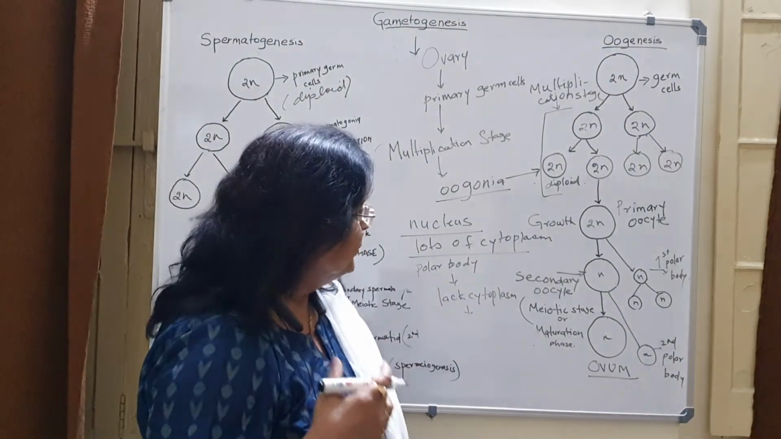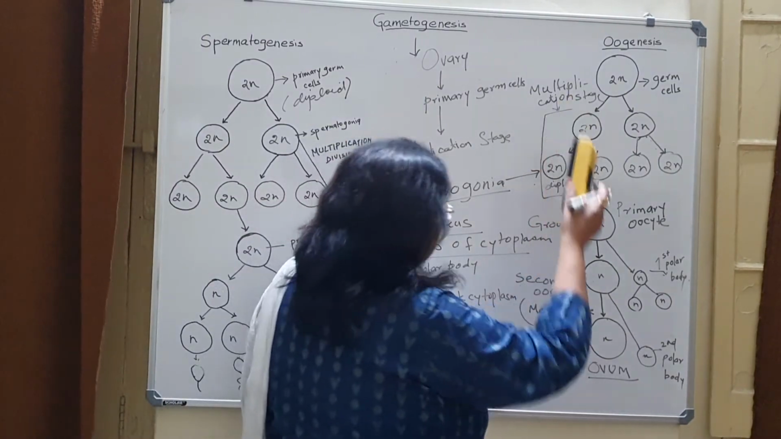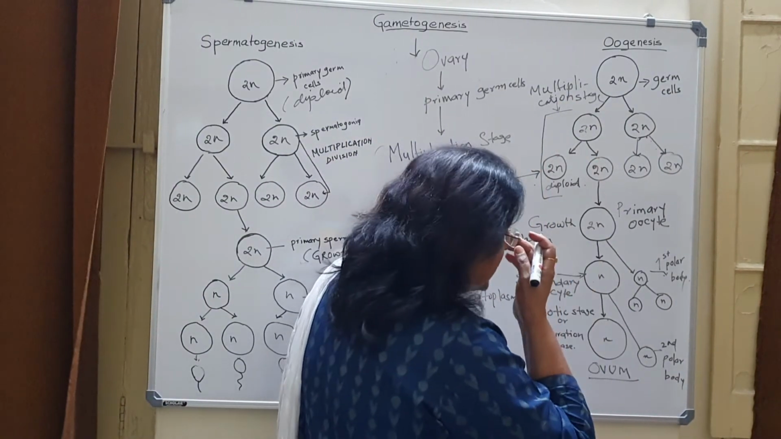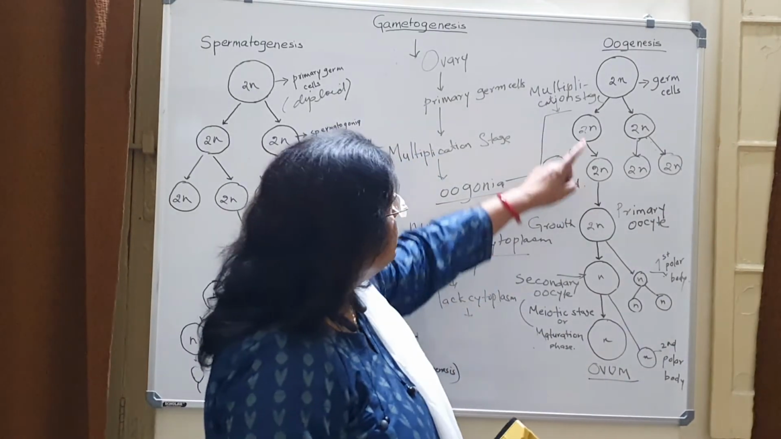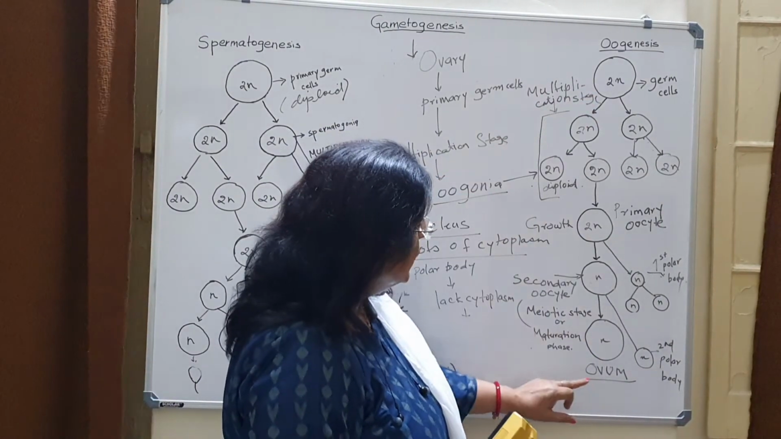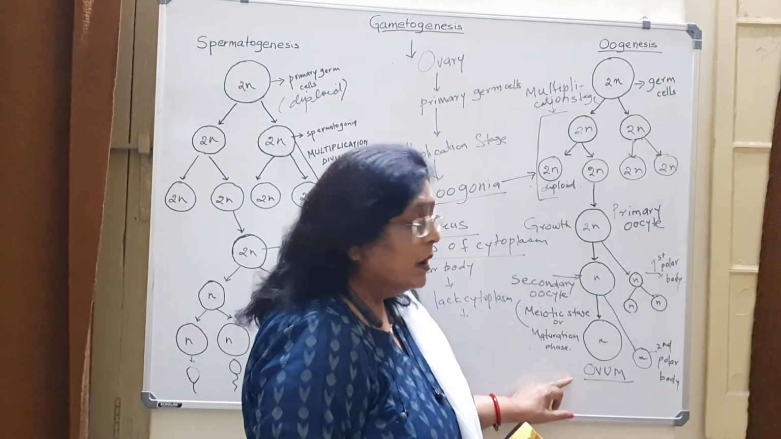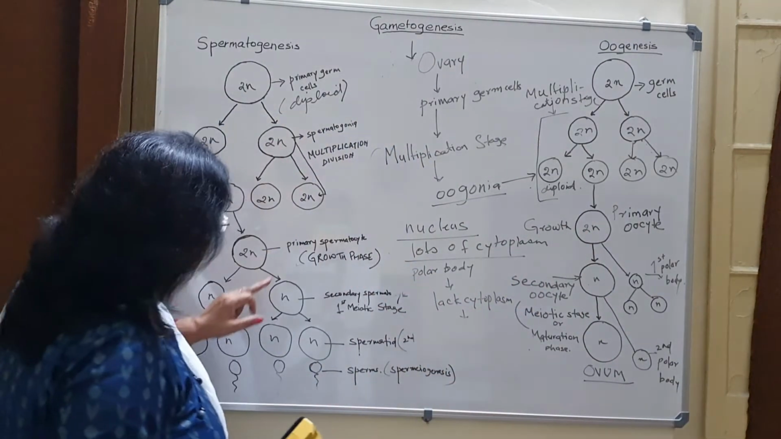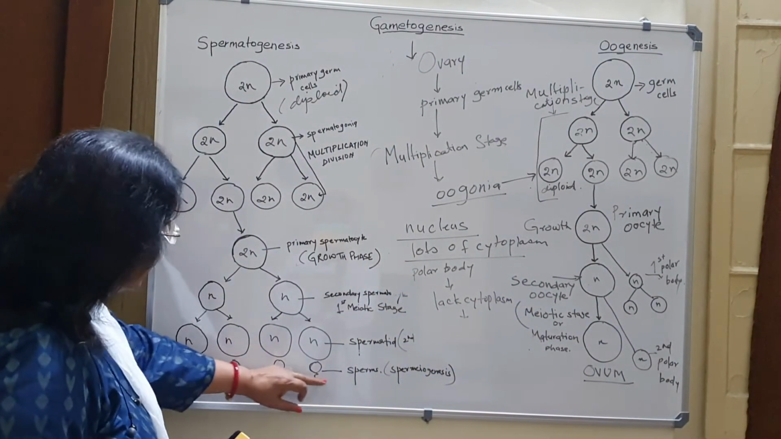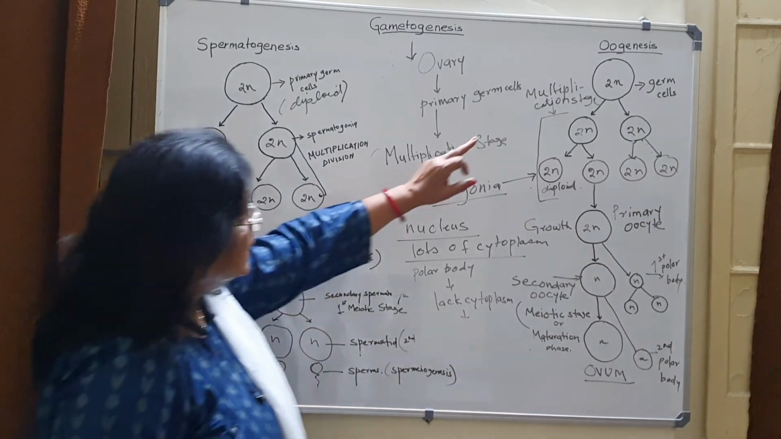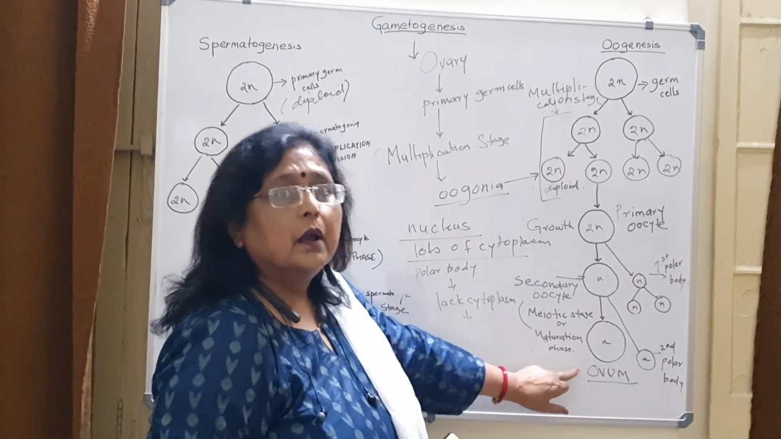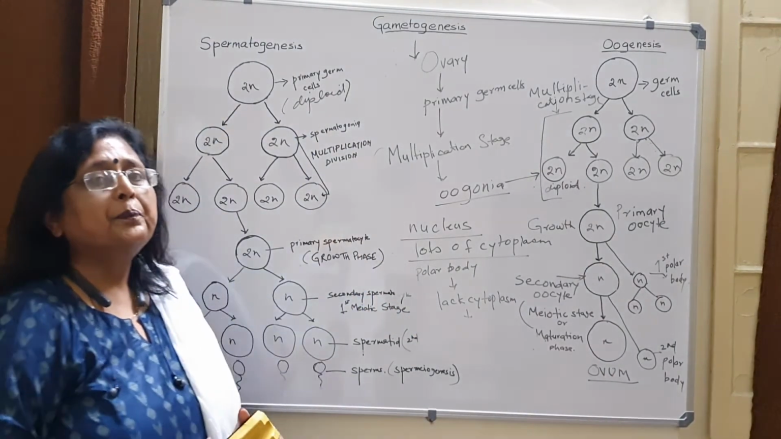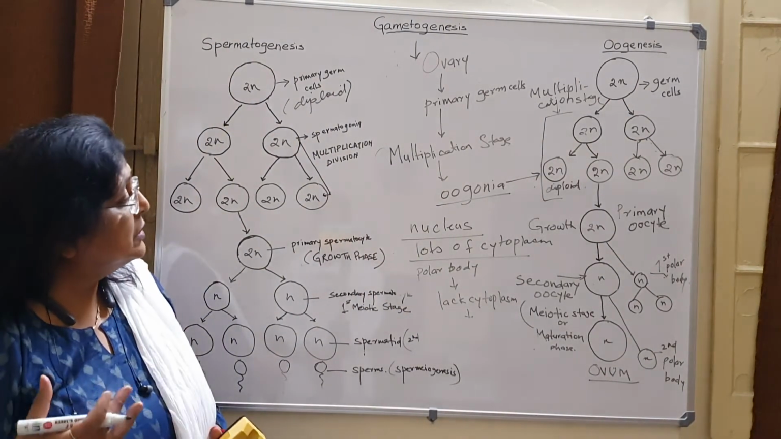Now after the completion of the first phase of oogenesis, the ovum is formed, and what do we find? We find that from a single cell only one ovum is formed. In spermatogenesis we could see that 4 spermatids were formed, but in oogenesis only a single ovum is formed, which will undergo the maturation phase.